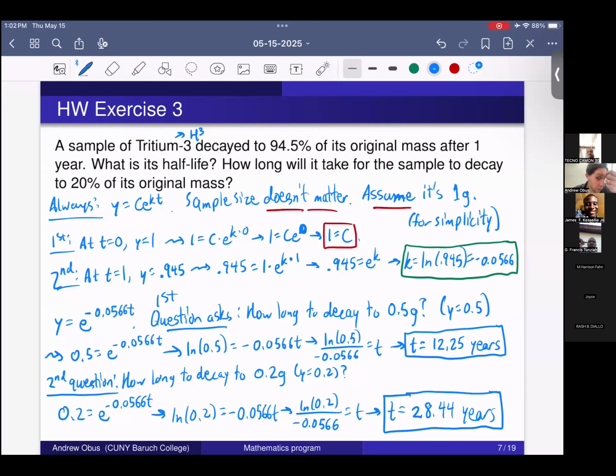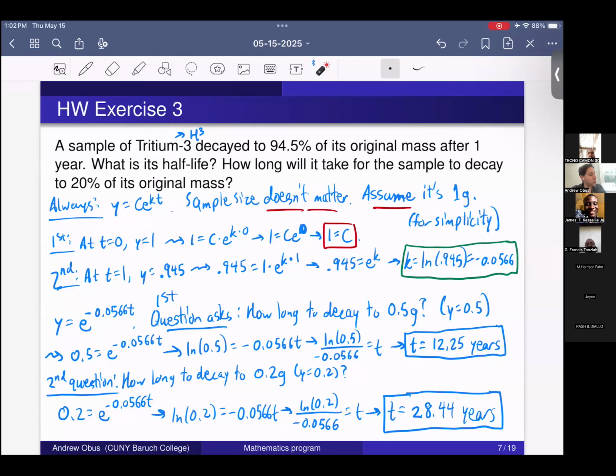Right, so this answer makes sense, right? It's going to take much longer to decay down to 20% than it would take to decay to 50%. The more that decays, the slower the decay becomes. That's exactly what exponential decay is. The less you have, the slower it is. So you lose 50% of the mass in the first 12 years, then it takes another 16 years just to lose another 30% of the mass. So that decay is definitely slower than how it started.